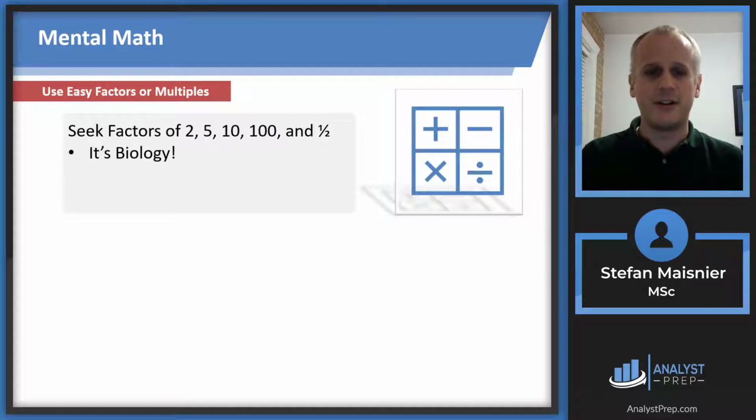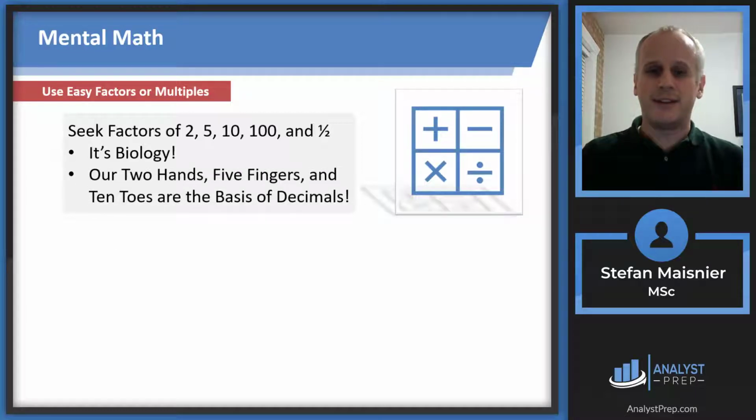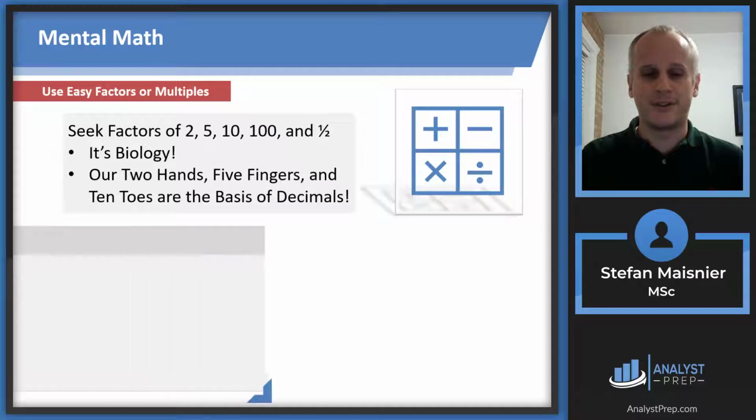Well, it's biology. Our 2 hands, our 5 fingers, and our 10 toes, I won't pick up my toes and show them to you, but our 10 toes are going to be the basis of decimals. If we had 14 total fingers and 14 total toes, we would do everything off of a base 14 system, but we don't, so it's tens. And that's just the biology of arithmetic, as it were.